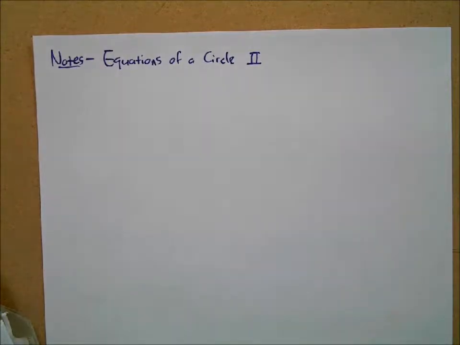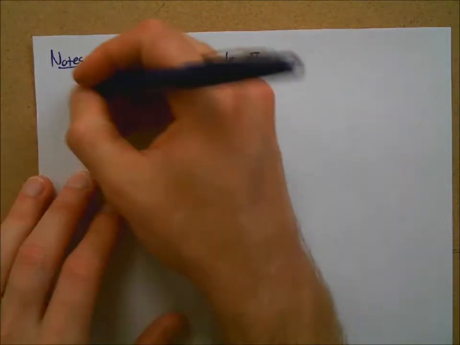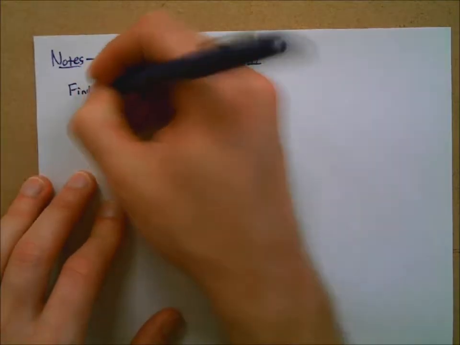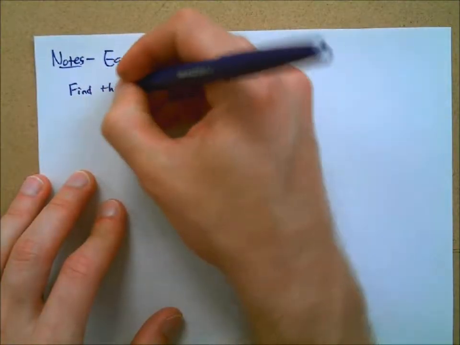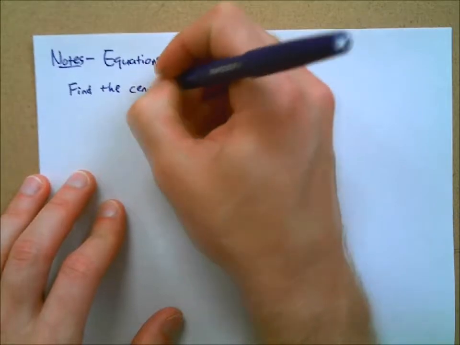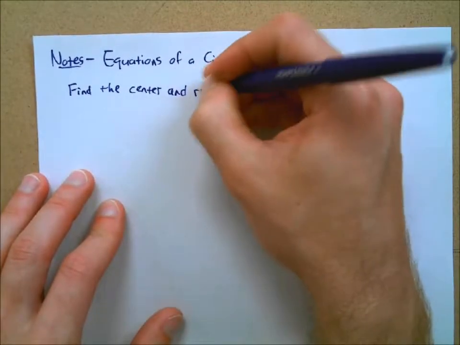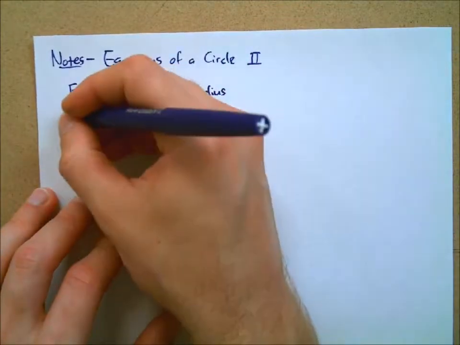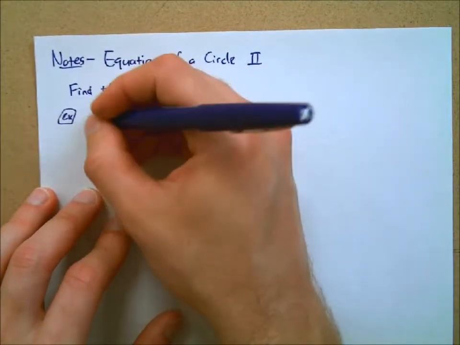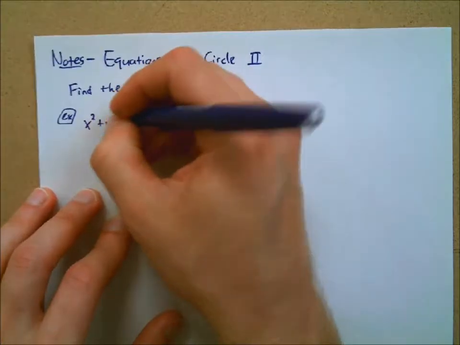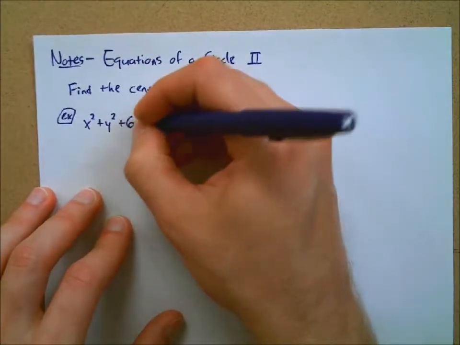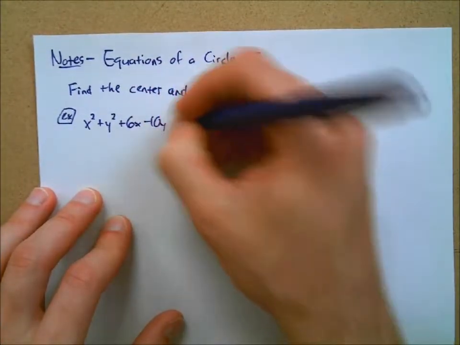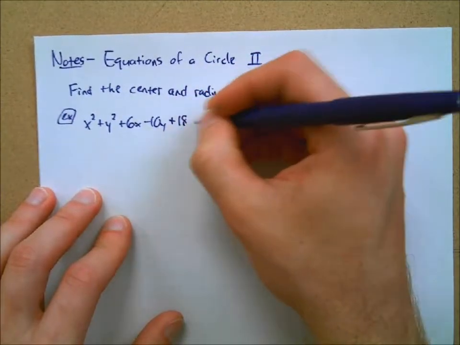All right. Directions. We're going to jump right in here to a problem. We're going to find the center and radius all over again of our circle here. I'll start with an example. We'll say x squared plus y squared plus 6x minus 10y plus 18 equals 0.